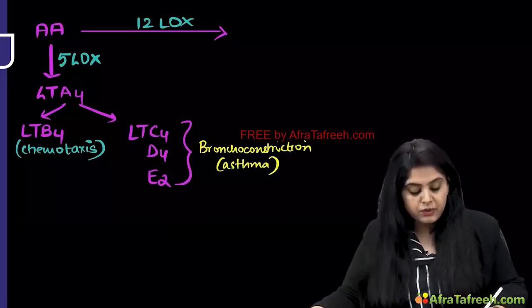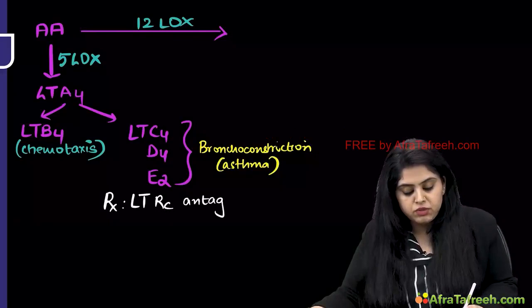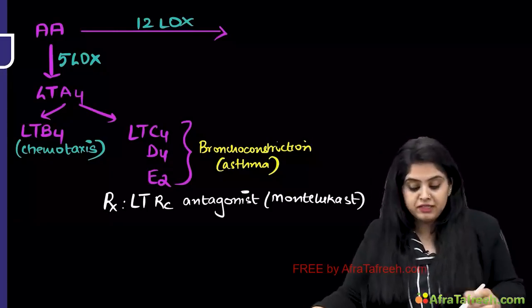So guys, tell me, if you want to treat a patient of asthma, what are the drugs that you will give? Now you understand, for the treatment, we give leukotriene receptor antagonists. Can you name a few? They are montelukast, zafirlukast, all those leucast drugs.